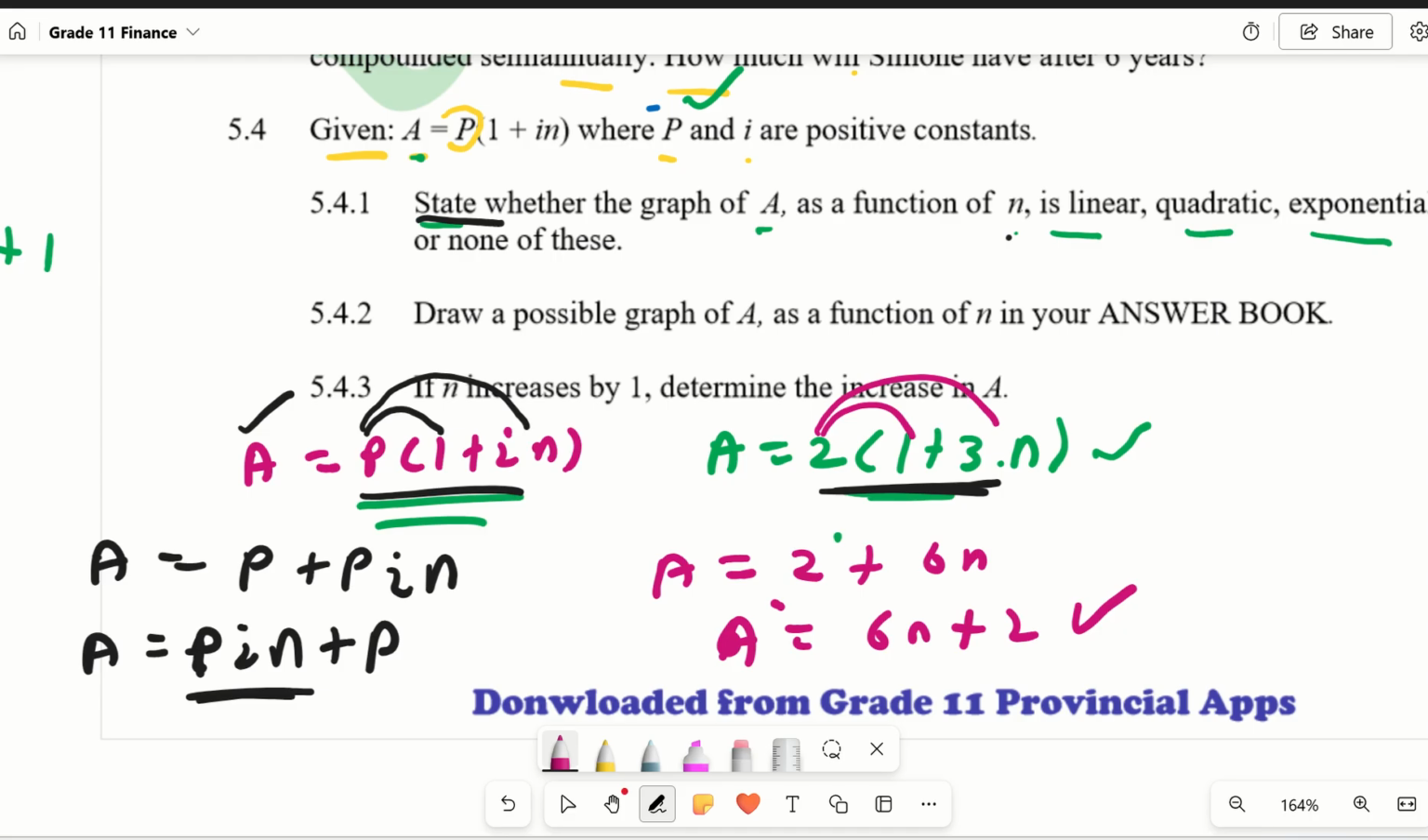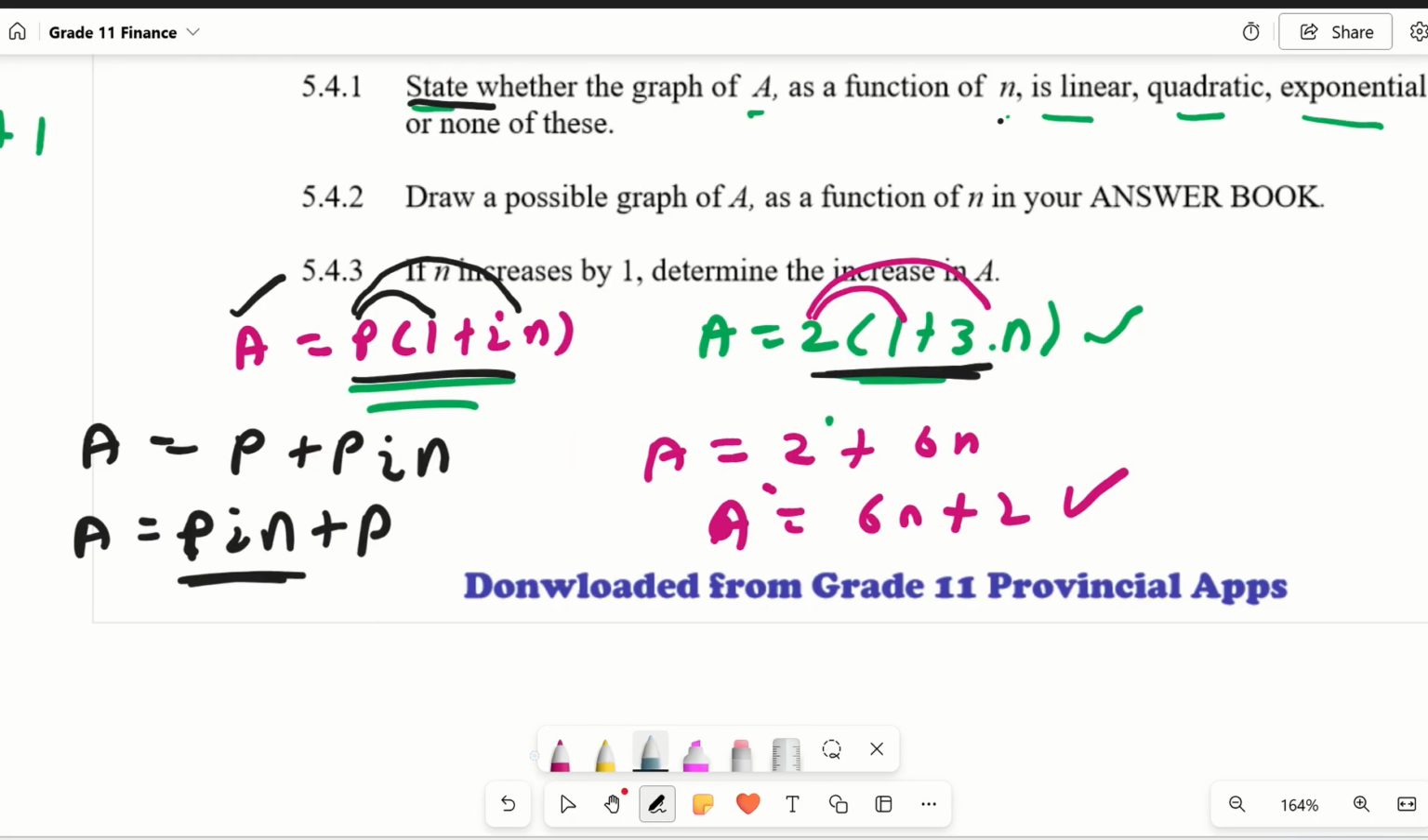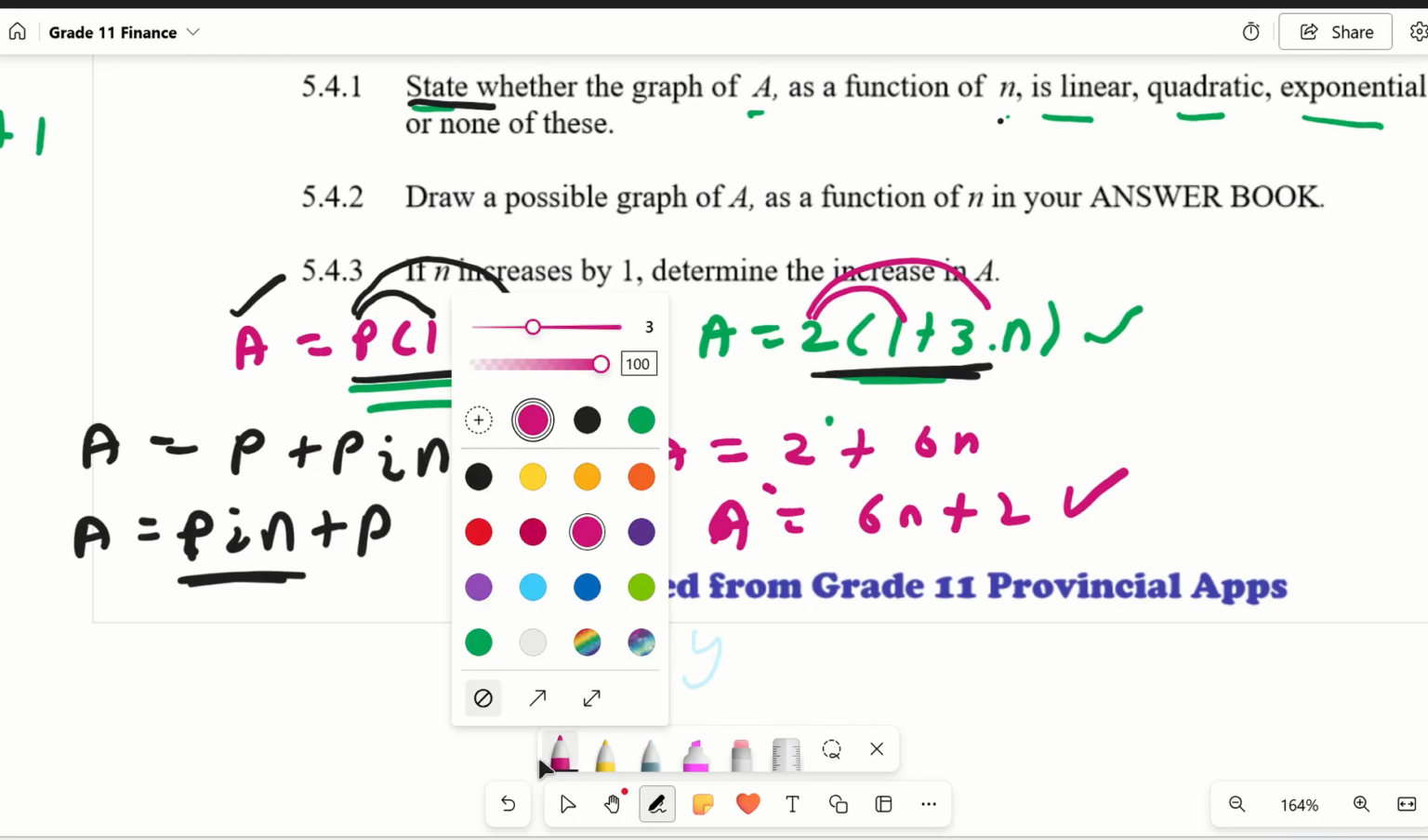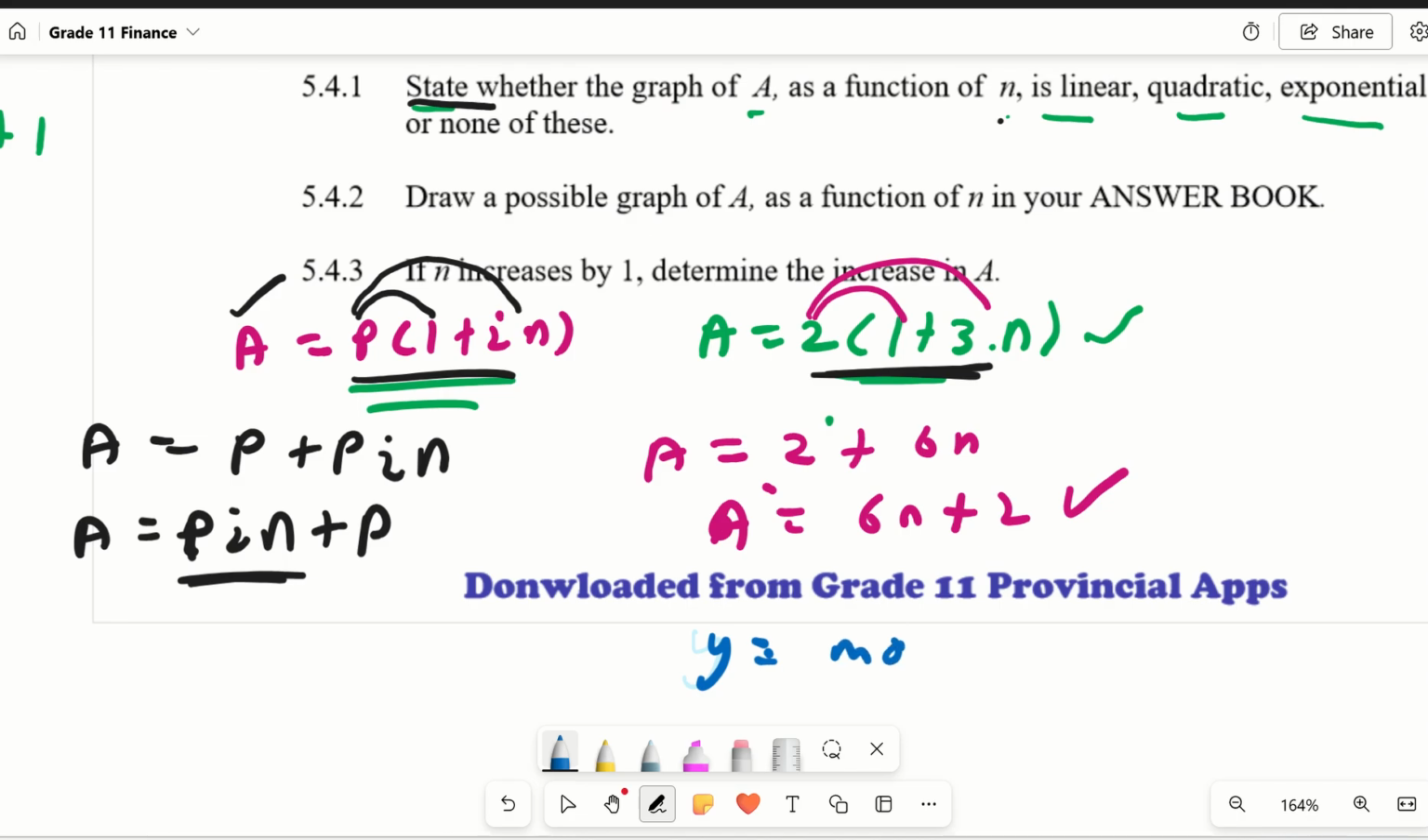Linear, yeah? Yes. It looks like it's in the form, or actually it is in the form y equals mx plus c, where our gradient is 6, our constant is 2. Similarly, here, this is a number, a constant. These are constants, so this is a number. Could be 6, could be 7, could be whatever. And this is also a number, so this is linear.